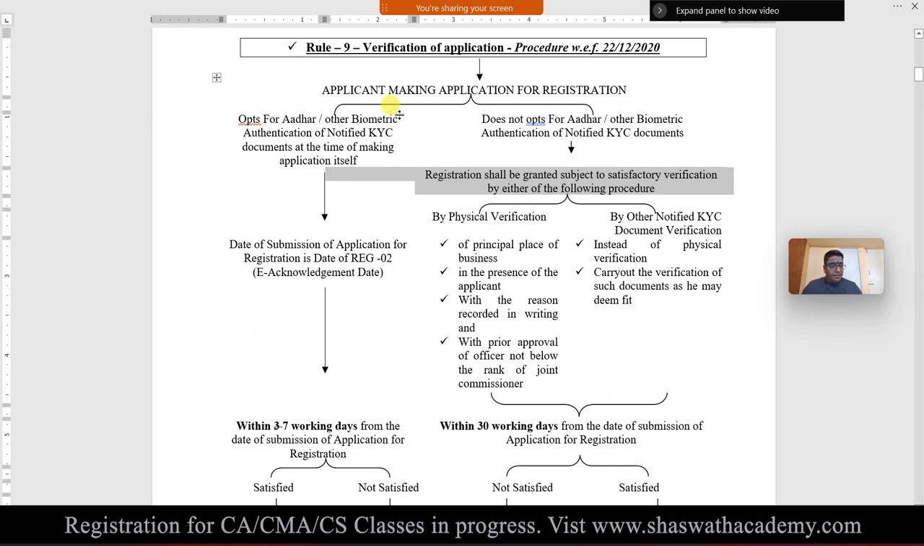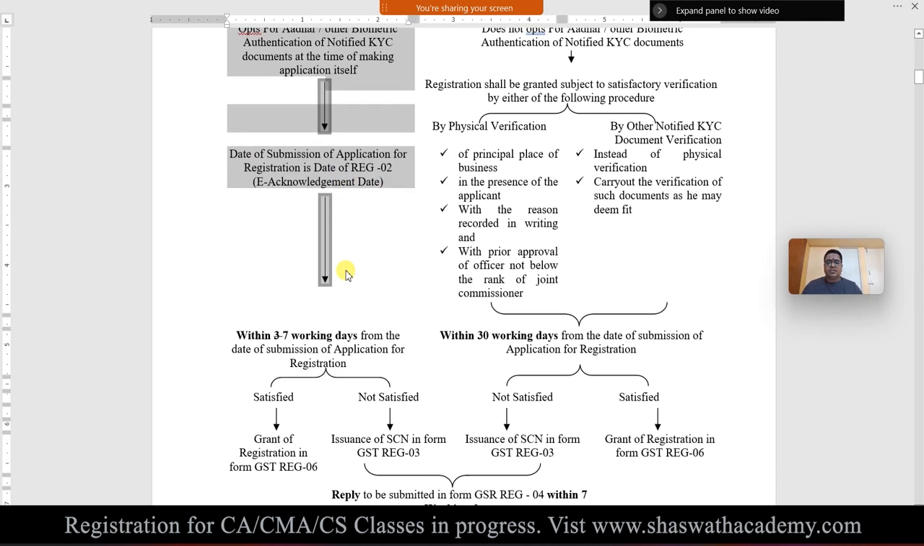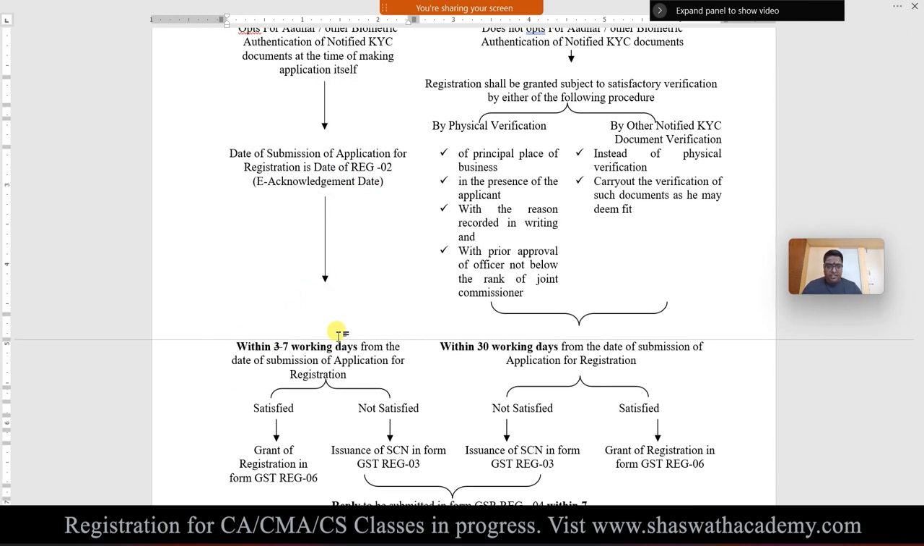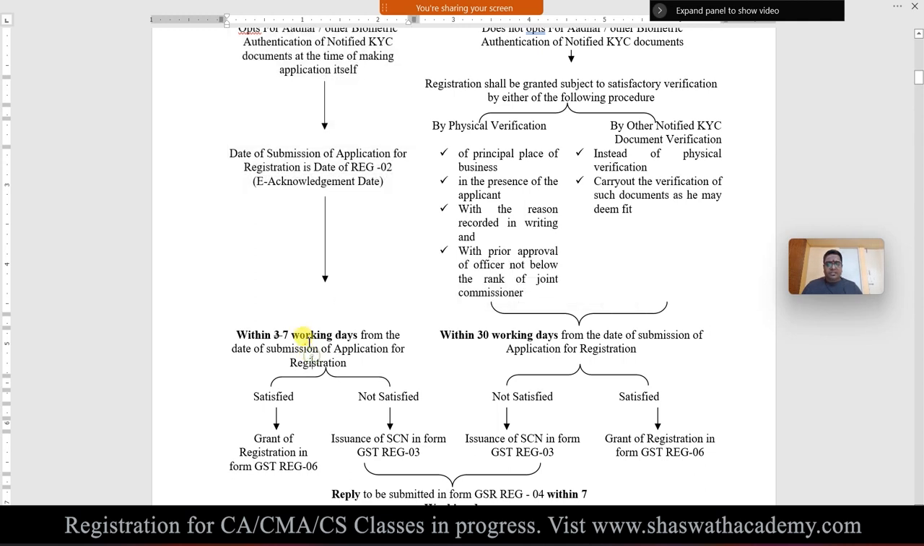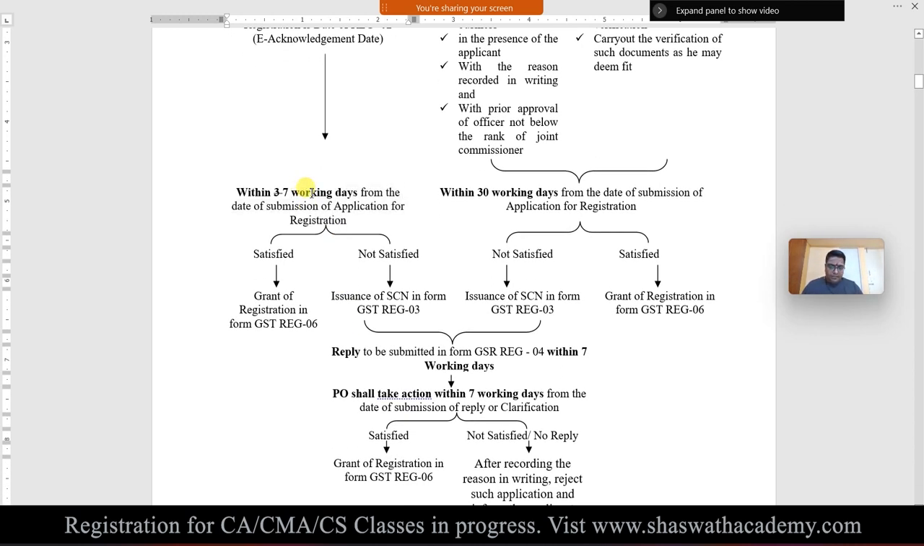at the time of making the application itself, from the date of acknowledgement of GST REG-2, within 7 working days, previously 3, now it is 7, the department will check, verify, and they have to come back and give their feedback. What they will do, see, within 7 working days, after verification of the application, if they are satisfied, they will grant the registration.